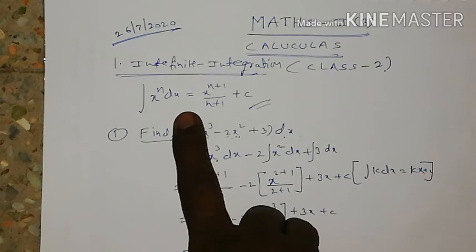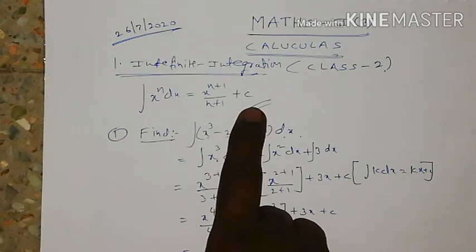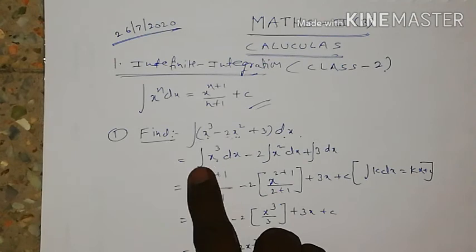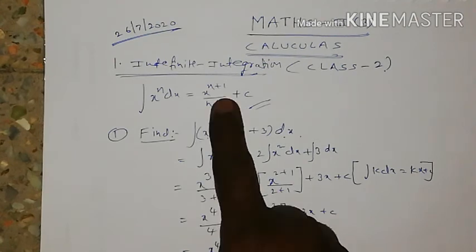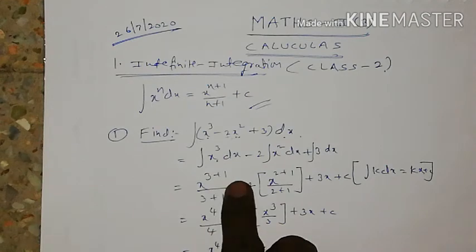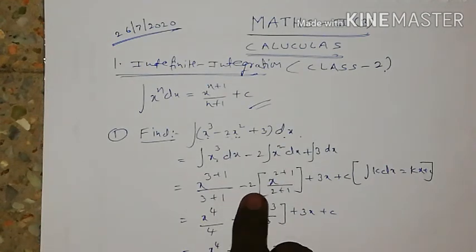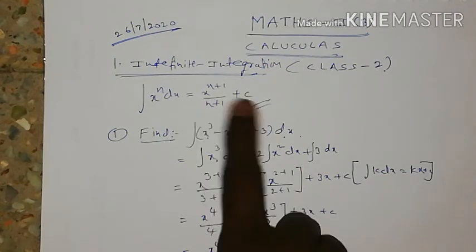So integration of x power n into dx is equal to x power n plus 1 by n plus 1 plus c. We have to keep that after applying the formula. So here I am applying it now. Integration of x cube into dx, where here n is equal to how much? 3. So applying this formula, it becomes x power 3 plus 1 by 3 plus 1. Next, minus 2 into, here also I am applying now. It is also the same form, x power n. So n refers to 2 here.